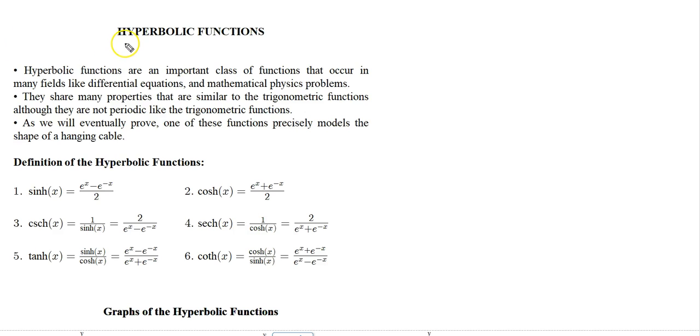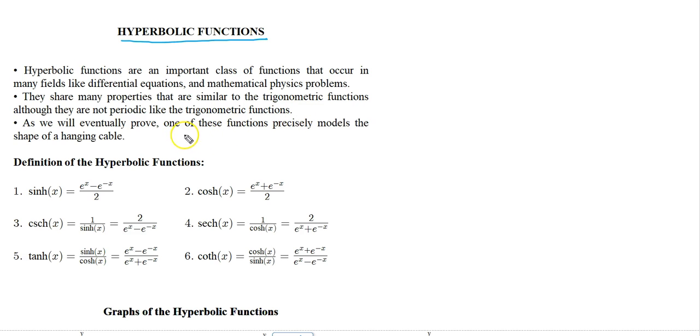We're now going to take a look at an important class of functions known as the hyperbolic functions. These functions are important because they occur in many fields like differential equations and mathematical physics. They also share many properties that are similar to the trigonometric functions, like identities and derivatives, but their graphs don't look anything like the trigonometric functions. In fact, they're not periodic at all.